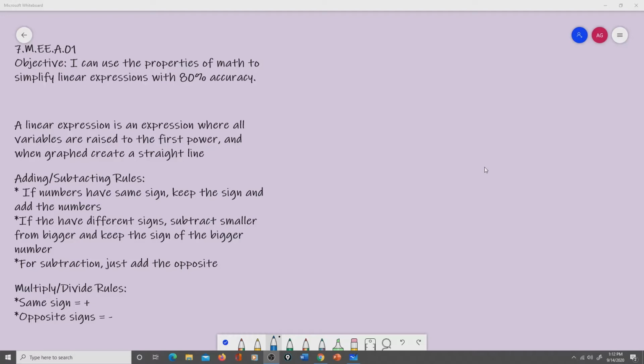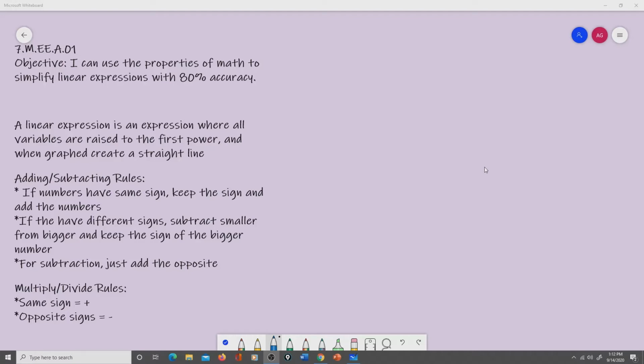Okay, and the other thing we want to review really quick before we get through today is just our adding and subtracting rules. If your numbers have the same sign, you're just going to add them up and keep that sign. If they have different signs, subtract the smaller number from the bigger number and keep the sign of the bigger number. And for subtraction, we're just going to change subtraction to adding the opposite. So to remember those rules.